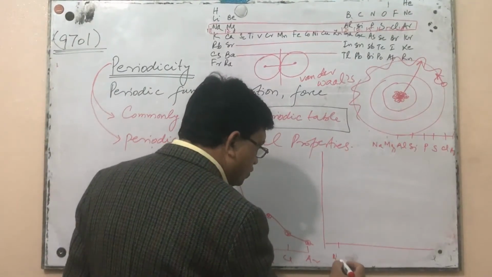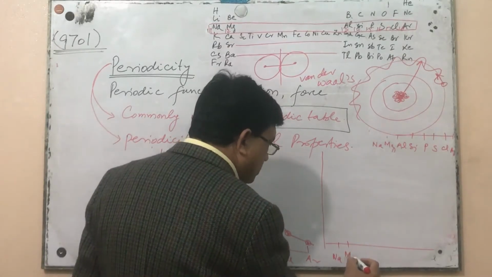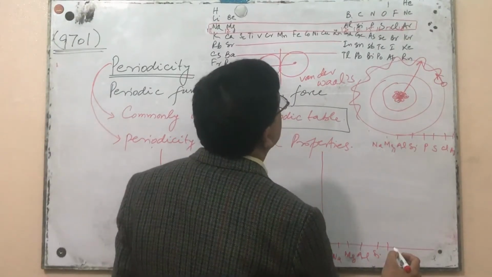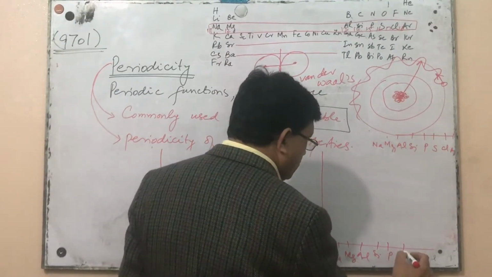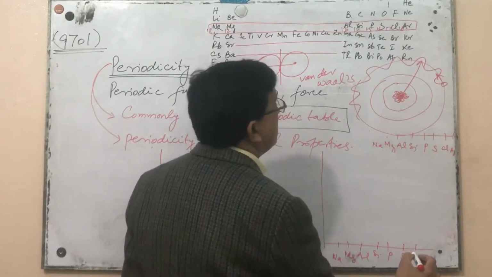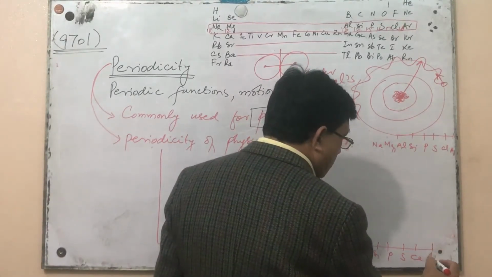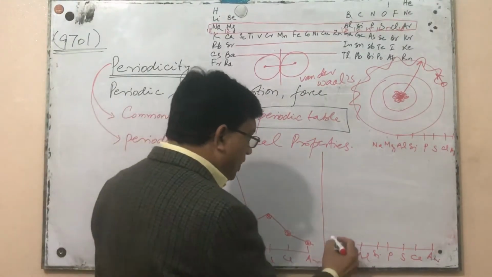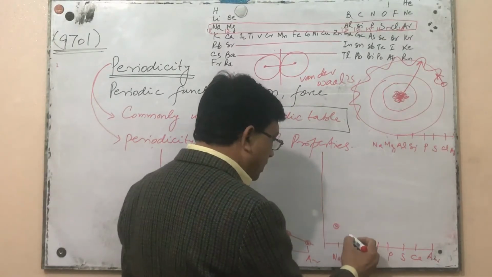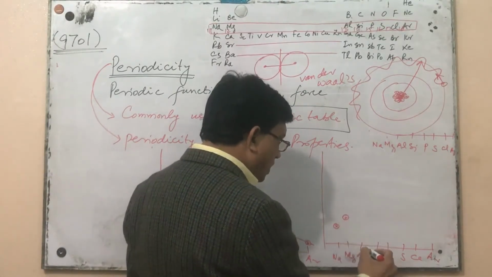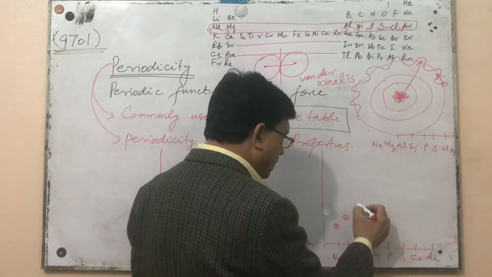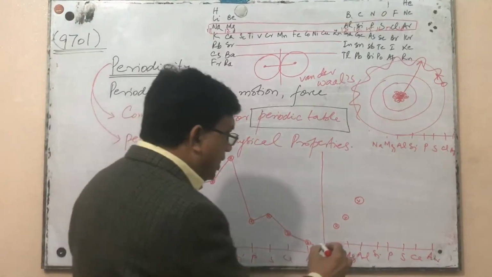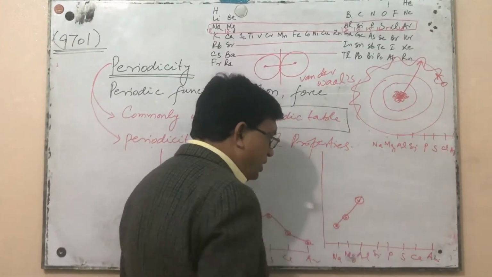If we represent, this is sodium, this is magnesium, aluminium, then silicon, then after silicon there are phosphorus, sulfur, and then chlorine, and then argon. Now, how can we show the electrical conductivity? The electrical conductivity of sodium is less, magnesium is high, aluminium is still high. The electrical conductivity increases till aluminium.